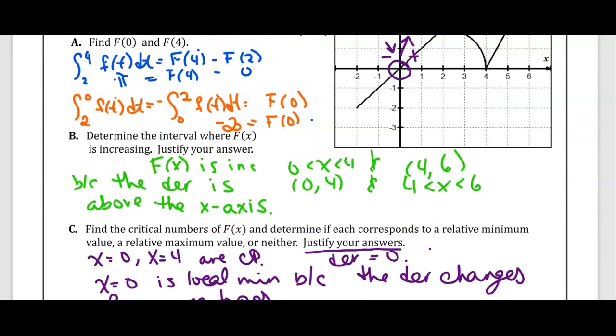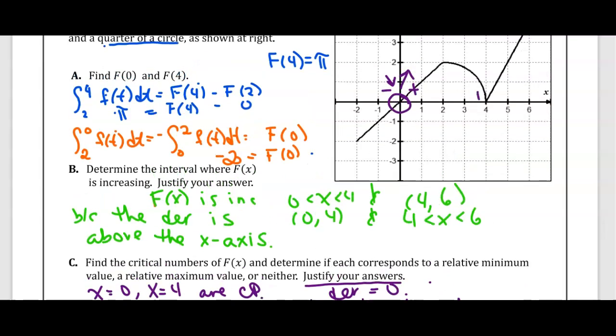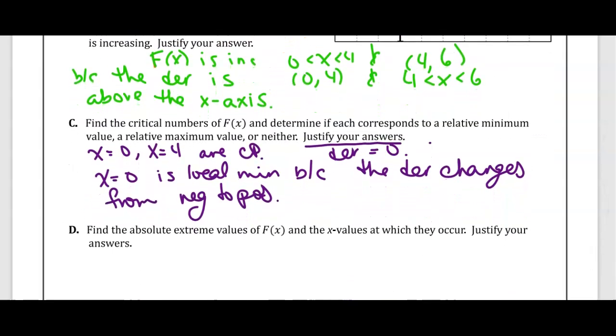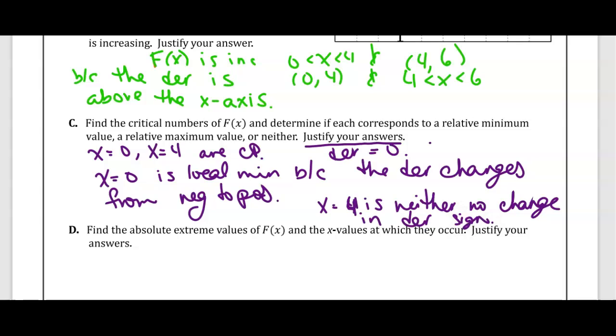Now, let's go back to the 4. The 4 is positive to positive, so that's not going to count as a max or a min. It's not changing. So you will say that x equals 4 is neither, no change in derivative sign. Okay, beautiful.